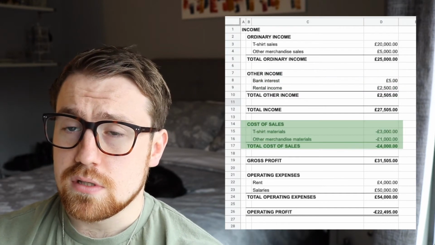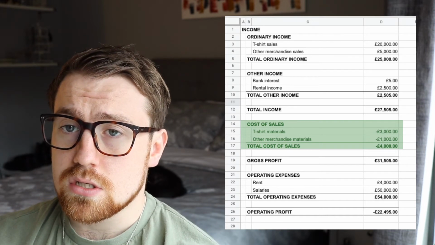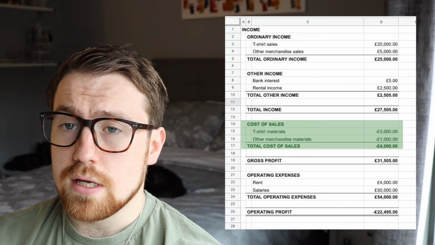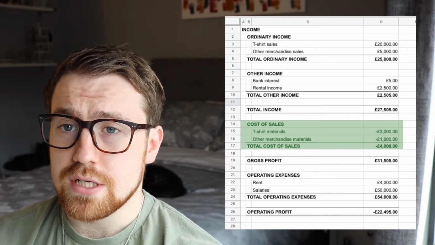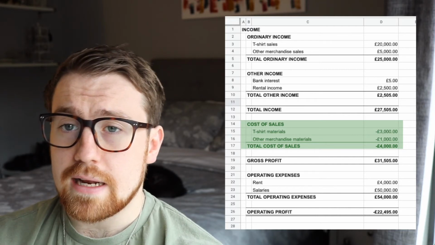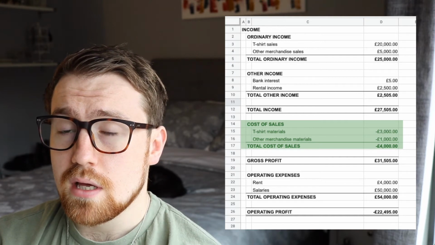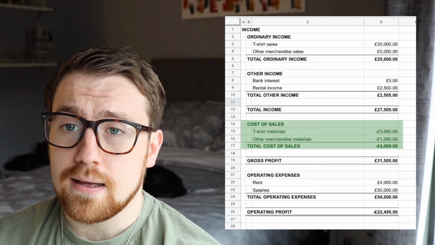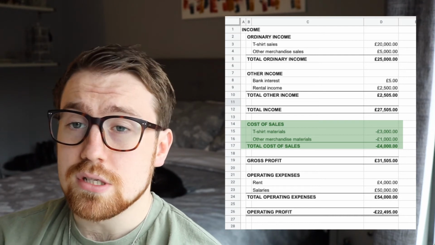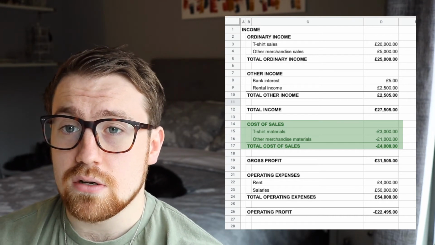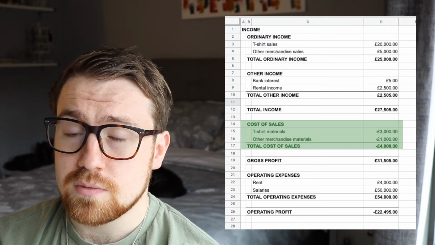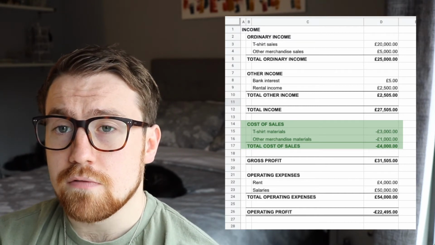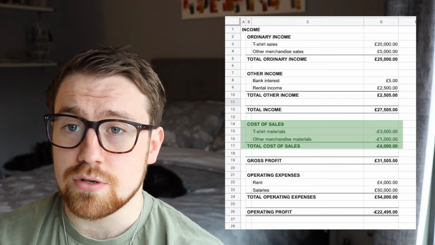Cost of sales is essentially the costs incurred to generate your revenue. So it's typically materials if you're a t-shirt company, but if you're, say, an advertising company, it could be payments for campaigns in newspapers. If you're an accountancy firm, you could typically class your cost of sales as your staff salaries because you have to pay their salaries in order for them to generate you income. So it varies depending on the industry you're in.